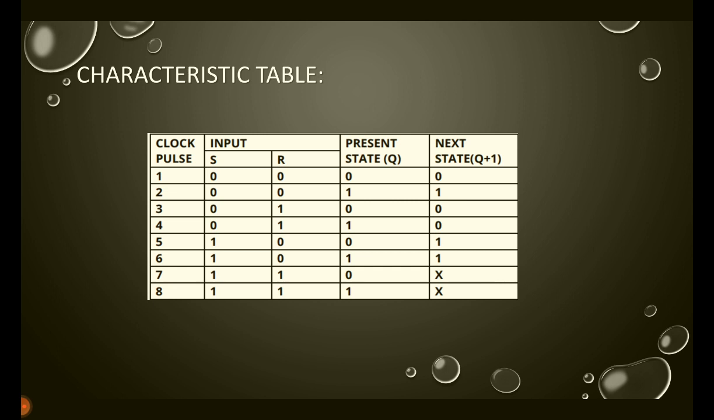When you give clock pulse 6 and input for S, you get output for Q and Q plus 1. When you give clock pulse 7 and input for S and R, you get Q as 0 and Q plus 1 as invalid state. When you give clock pulse 8 and input for both S and R, you get output Q as 1 and Q plus 1 as invalid state.